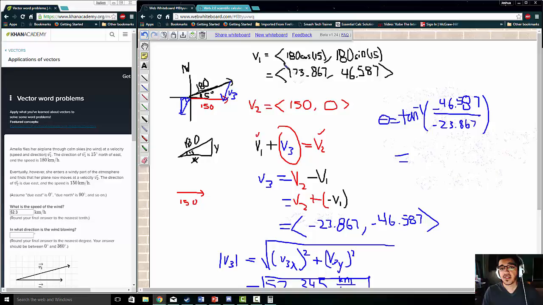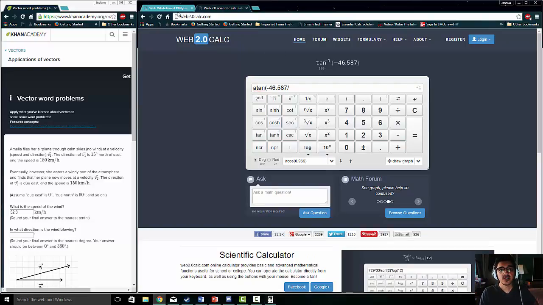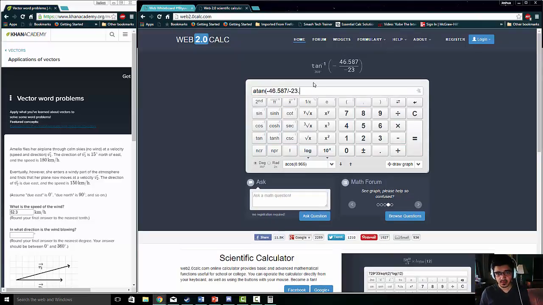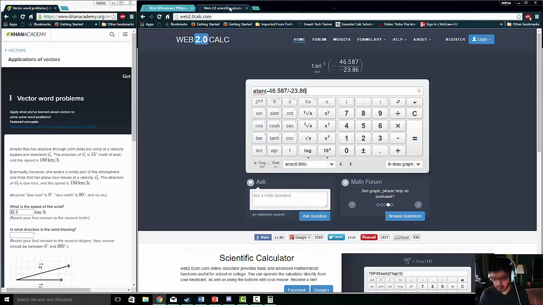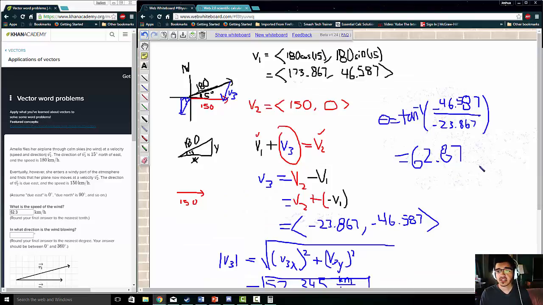So for the value of that, I don't know how to do it on that calculator, so over here, I have 23.867, close my parentheses, I get a syntax error. That is equal to 62 degrees. They want their answer to the nearest degree, so this rounds to 63 degrees.